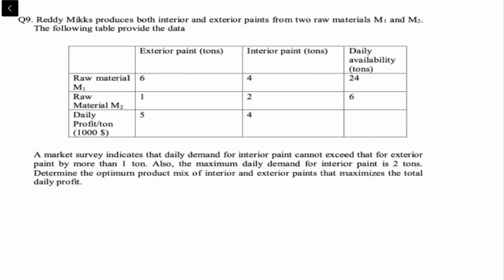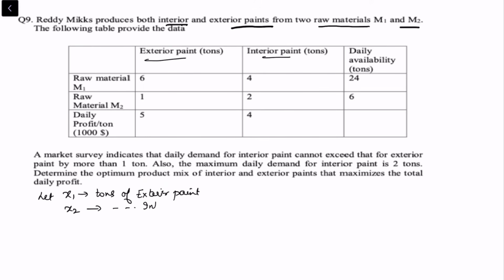Now in this last problem, question number 9, Readymix produces both interior and exterior paints from two raw materials, M1 and M2. So there are two types of paints, interior paint and exterior paint. Let's take the decision variables as per the paint requirement, because this is what we are constructing. Let x1 be the tons of exterior paint, and x2 the tons of interior paint. The data is given in tons, so the units are basically in tons.